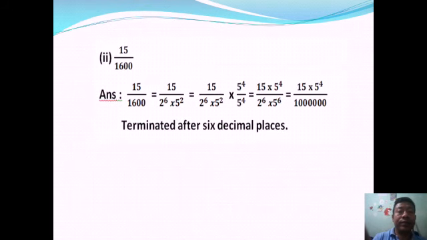Let's see the next question. 15 by 1600. When 1600 is expressed in the form of 2 to the power m into 5 to the power n, we have 15 by 2 to the power 6 into 5 to the power 2. Here also we can see the highest power of 2 and 5 is 6, so the given rational number will terminate after 6 decimal places.